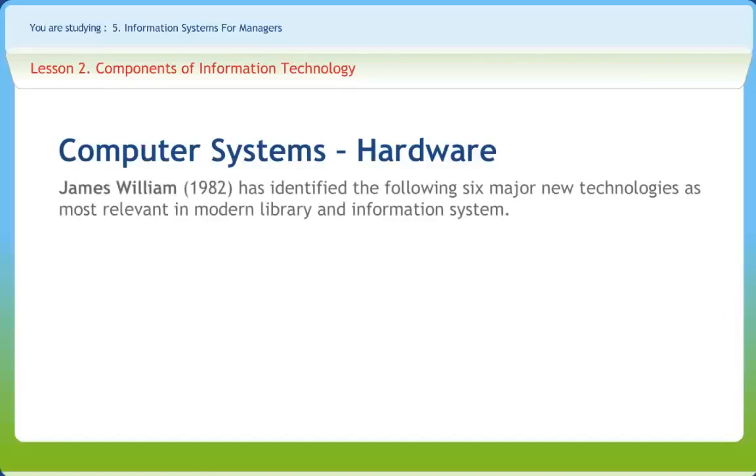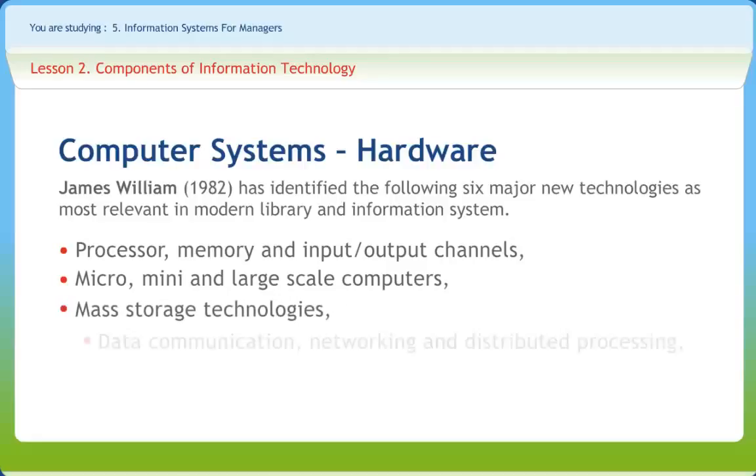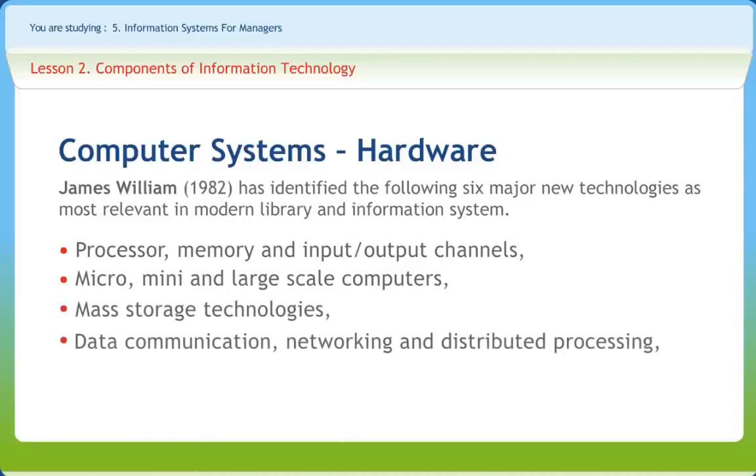James Williams identifies 6 major new technologies as most relevant in modern library and information systems. These can be listed as processor, memory and input-output channels; micro, mini and large-scale computers; mass storage technologies; data communication, networking and distributed processing; data entry, display and response; and lastly, software.